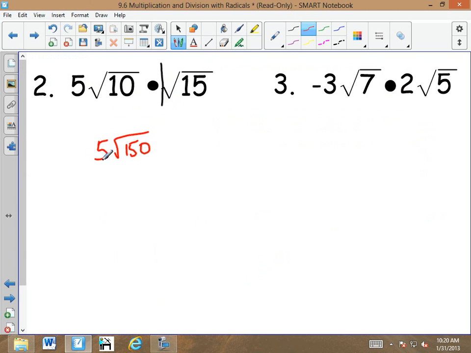Somebody last hour asked me, do you have to simplify the 5? There's nothing to do with the 5. It just stays 5. Okay? What's 2 times 75? Oh, 150, yes. So let's go ahead and factor this. 2 times 75. Now we're going to have 5 times what?